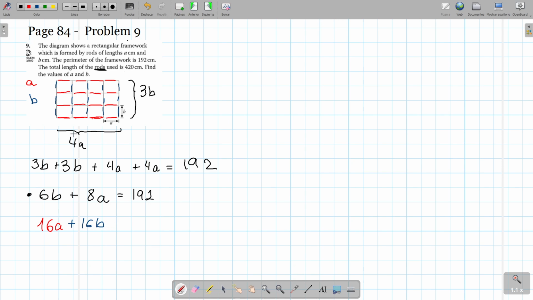Now, if your question right now is why I'm doing it like this, you have to read very carefully. The total length of the rods used is 420. So that means that if we put these small bars, the small bars, a rod is a small bar.